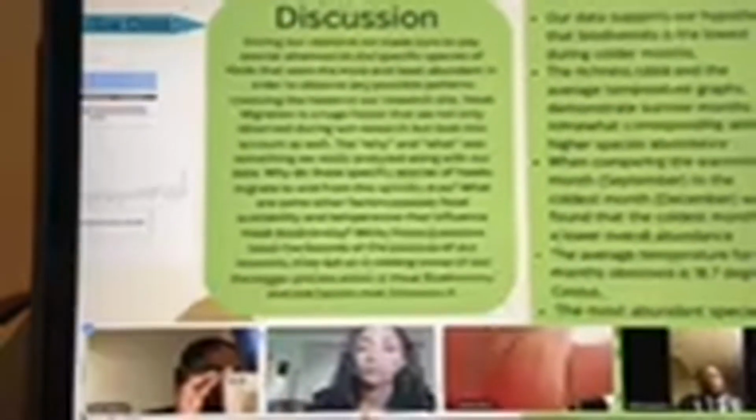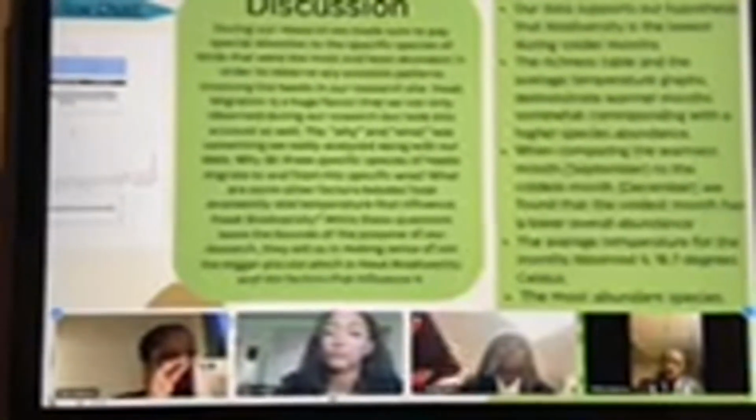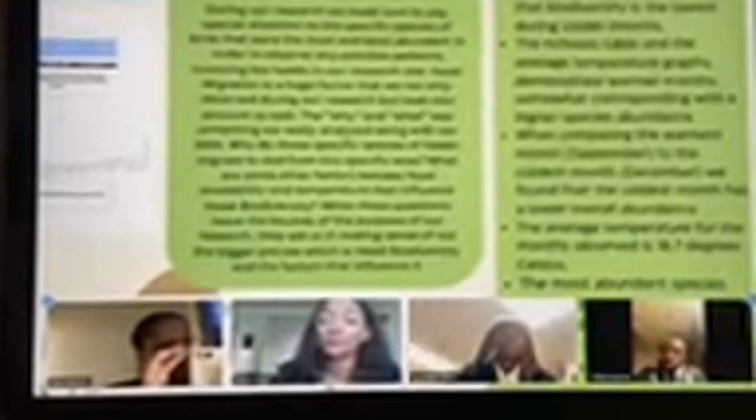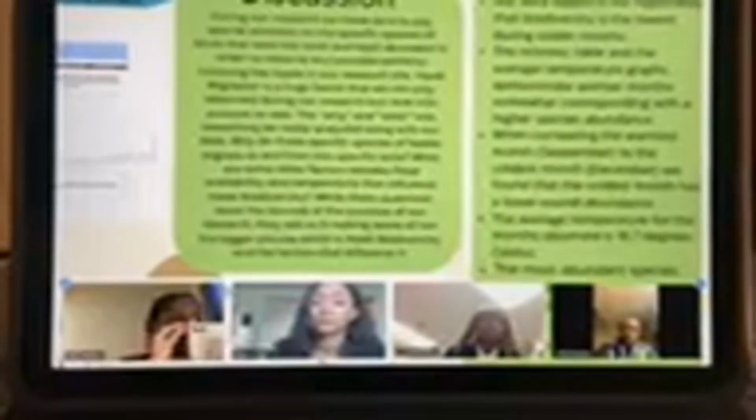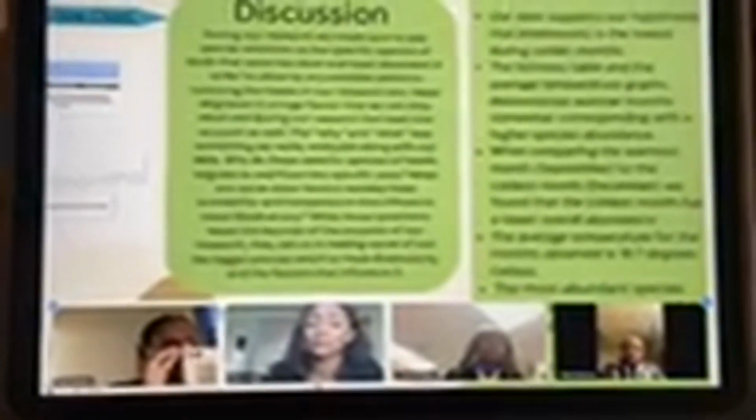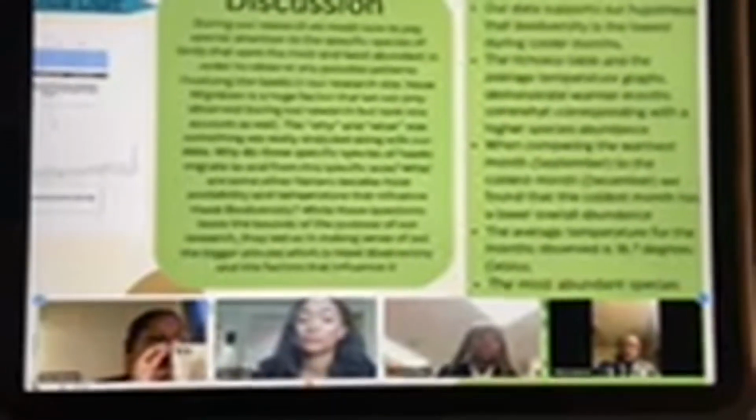After doing our research and collecting our data, our results came out to support our hypothesis that biodiversity is the lowest during colder months. As seen below, our research table and our average temperature graphs demonstrate warmer months somewhat corresponding with the high species abundance. When comparing the warmest month, which was September, to the coldest month, which was December, we found that the coldest month has a lower overall abundance. As followed through the graphs, our average temperature for the months observed is 18.7 degrees Celsius, which resulted in the most abundant species change each month. This is believed to be due to varied periods of time in which migratory birds accompanied the area.